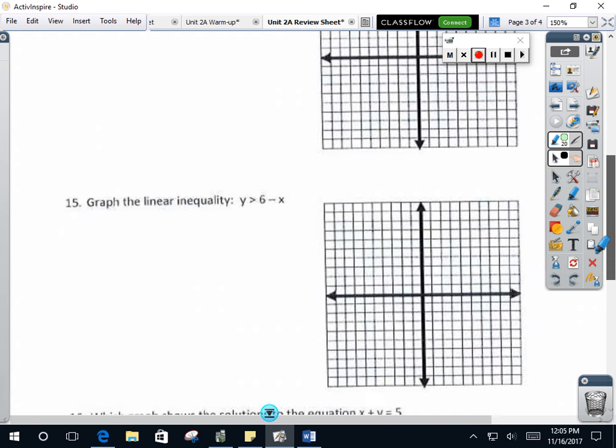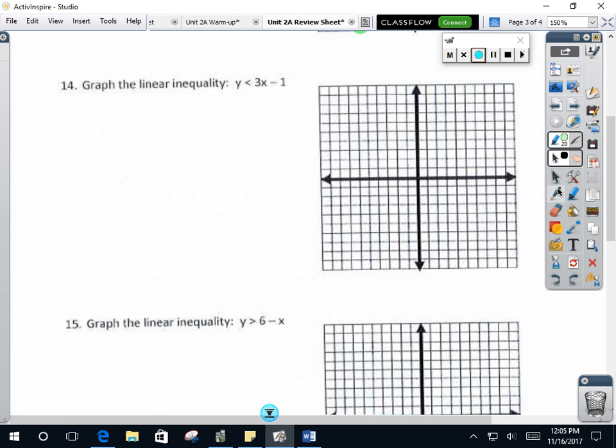Number 14. Graph the linear inequality y is less than 3x minus 1. Well, to graph something, you have to identify its slope and its y-intercept. What is the slope? And what is the y-intercept? Okay, the slope tells us what directions. And then the y-intercept is -1. And then from that -1, you go up 3, right 1. Up 3, right 1. Or you could have gone down 3, left 1.